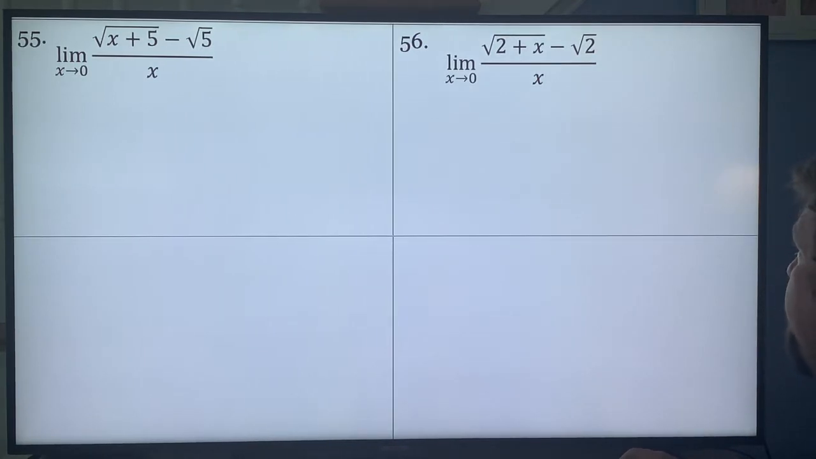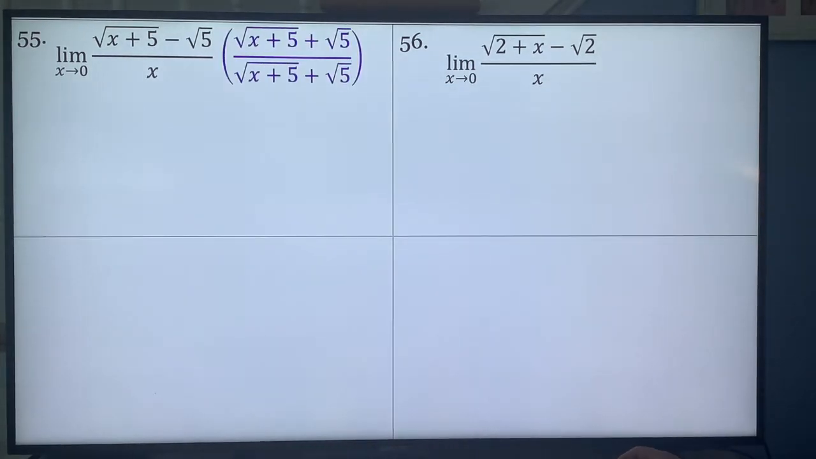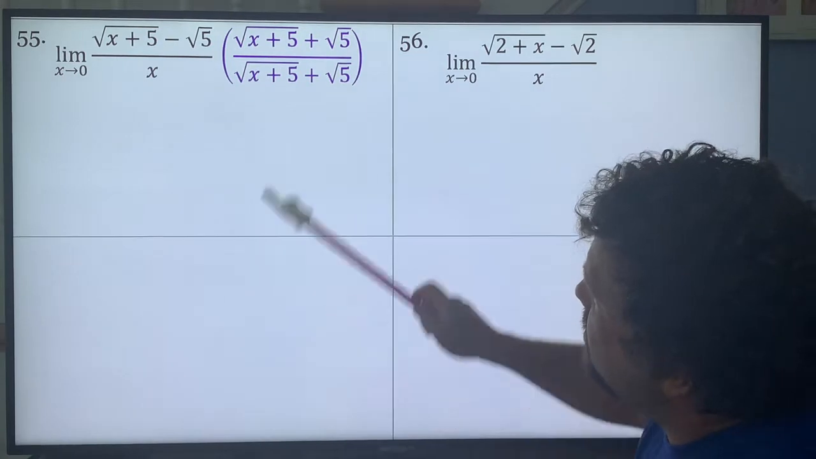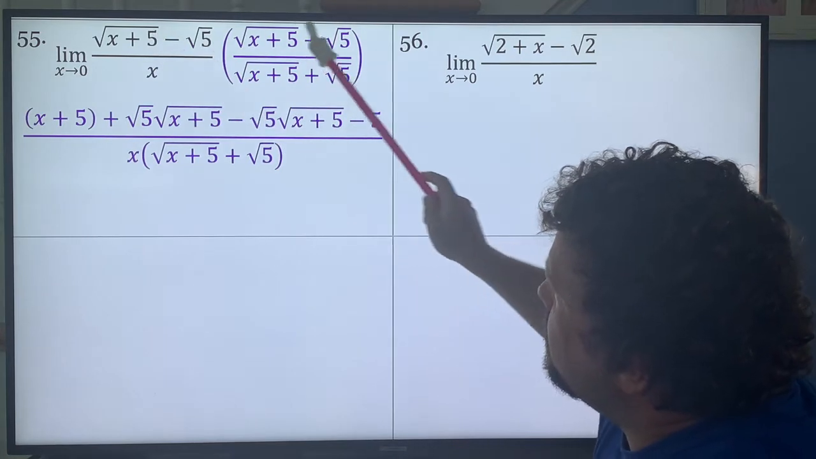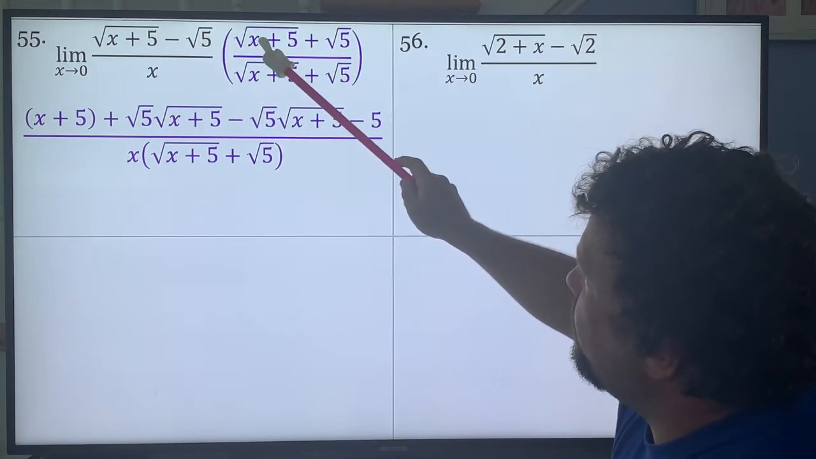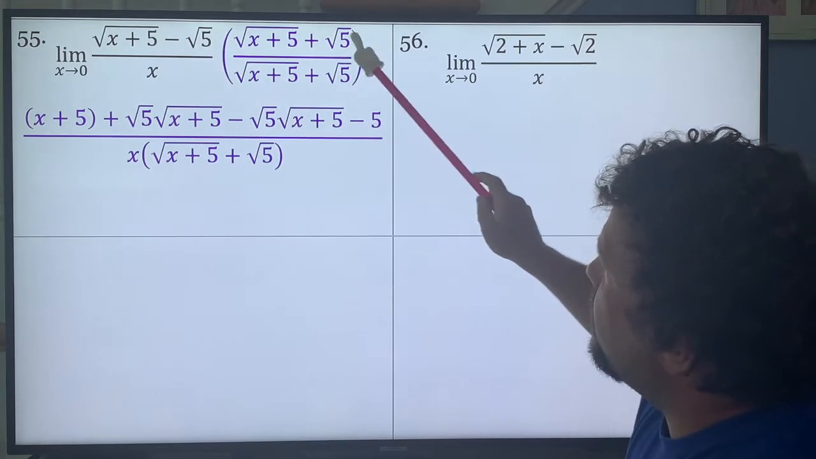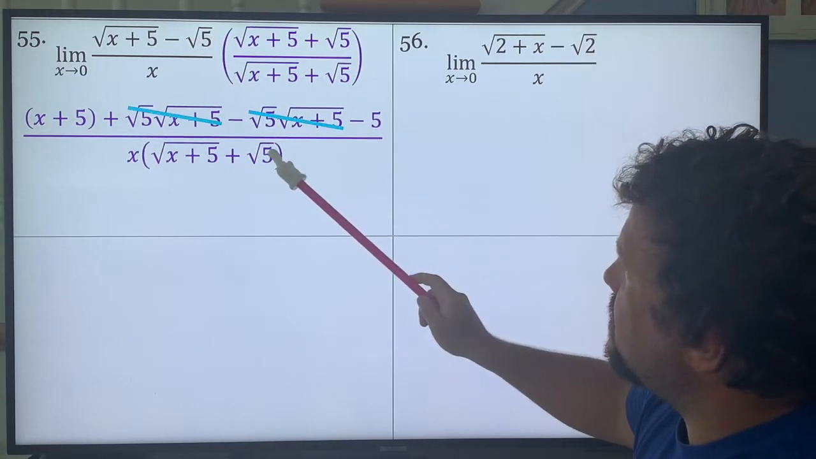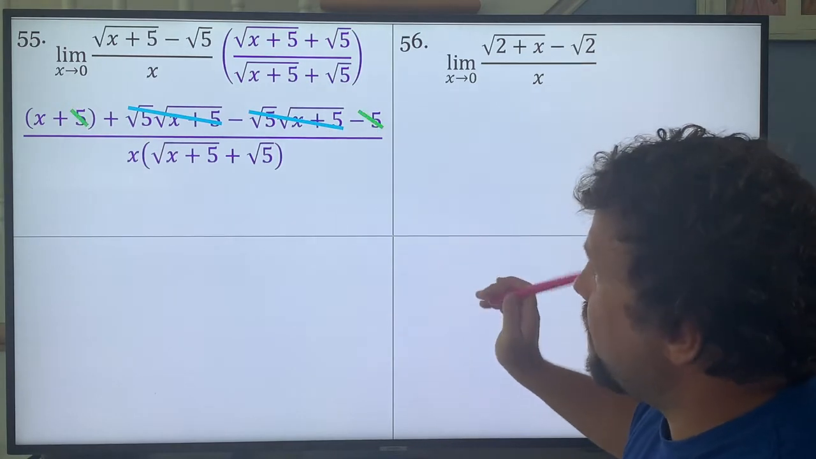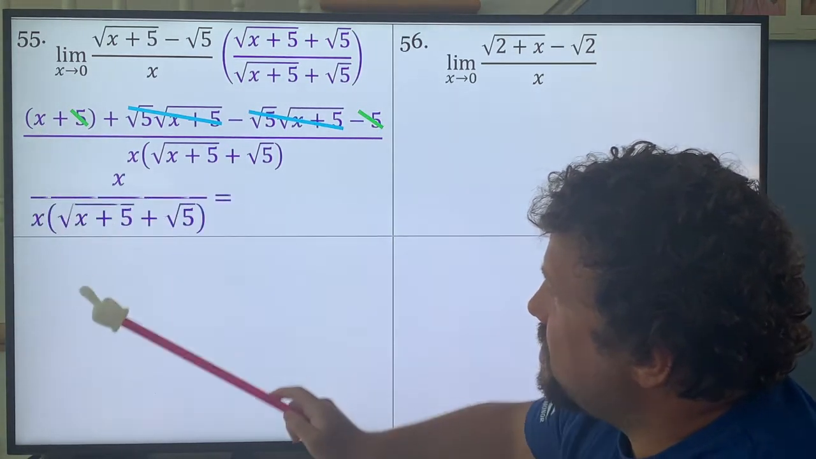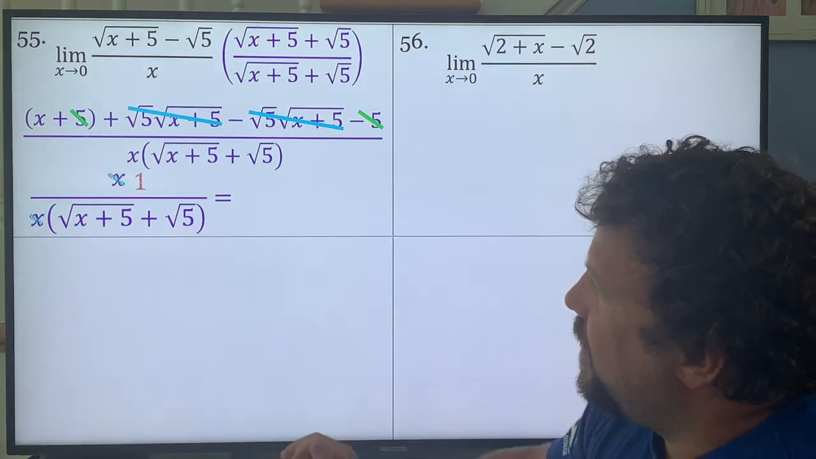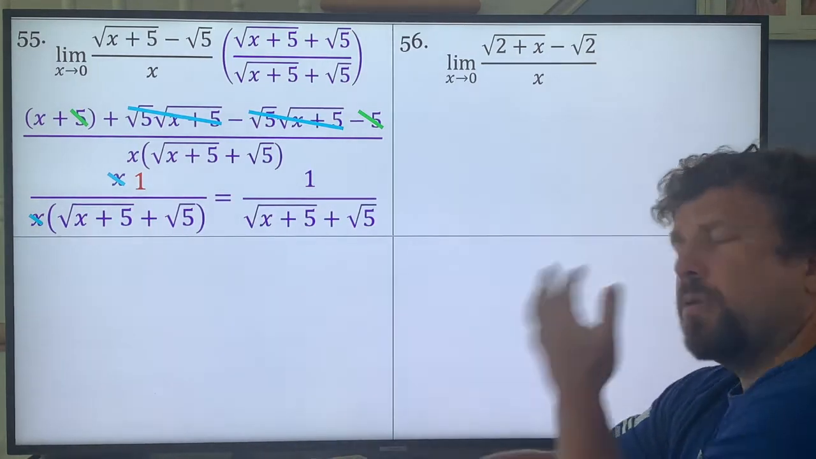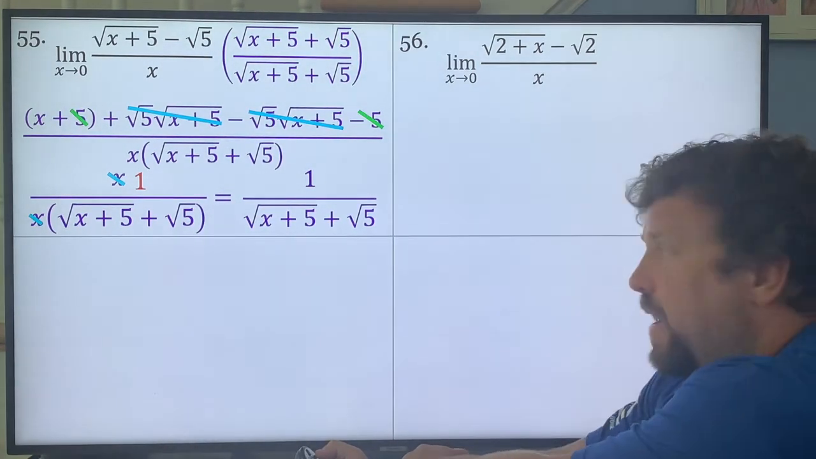Two more. Go. Got it? All right. Now you have double radicals. Well, you still do the plus. Now, this times this just equals x plus 5. Plus radical 5, x plus 5, minus radical 5, radical x plus 5. Radical 5 times radical 5 is 5. Middle cancels out. 5 minus 5 cancels out. You're left with x is all that's left on top, over x, square root of x plus 5, plus square root of 5. X's cancel out. Now we have 1 over square root of x plus 5 plus square root of 5.